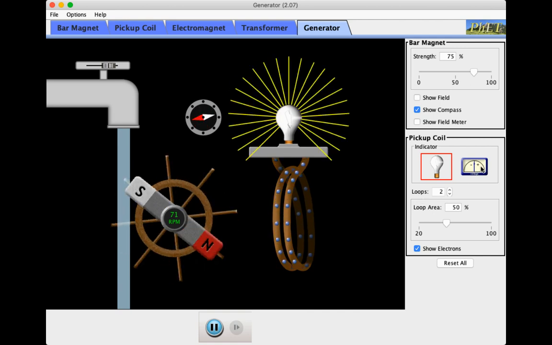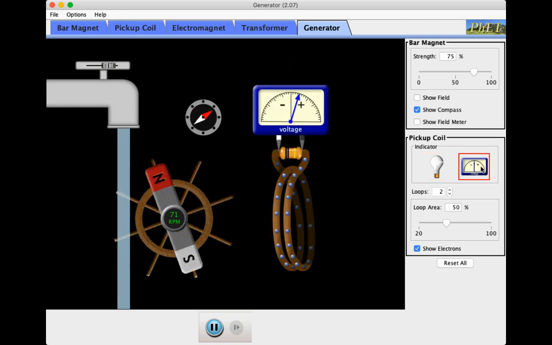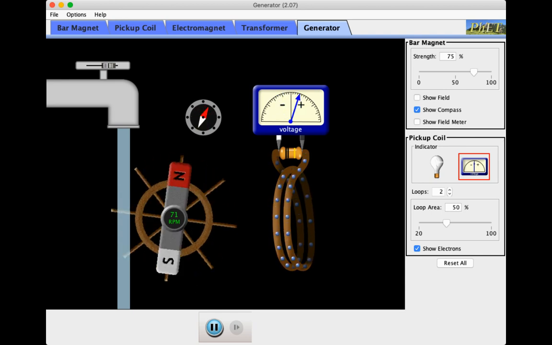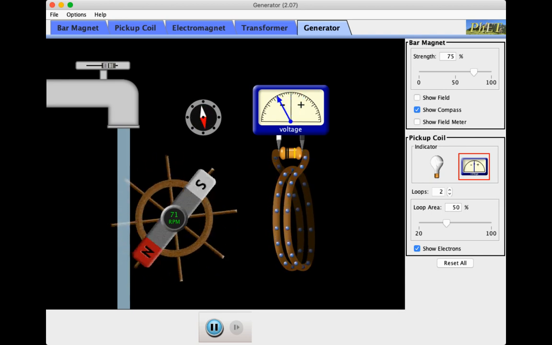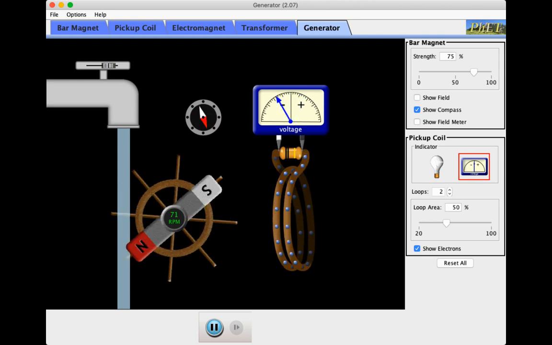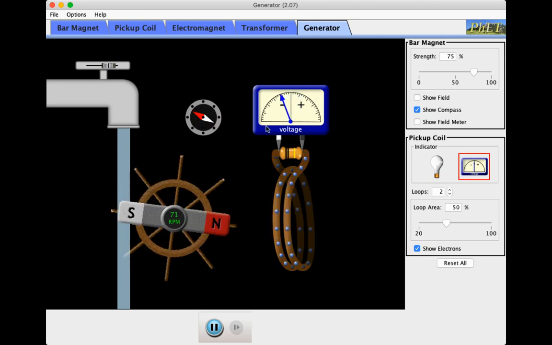Now, if I want to switch, instead of a light bulb, I can look at a voltmeter. This is a device that measures voltage. And what happens to the voltage as the magnet spins? See if you can describe that in words. I can see the needle here.